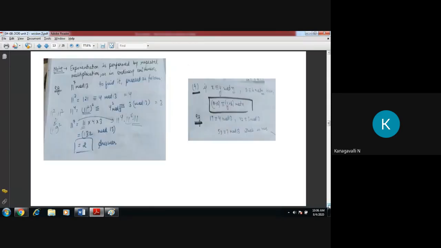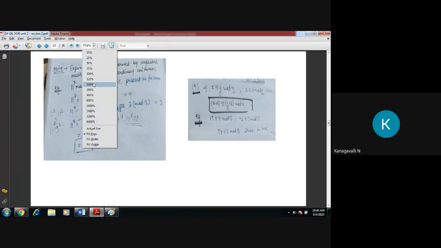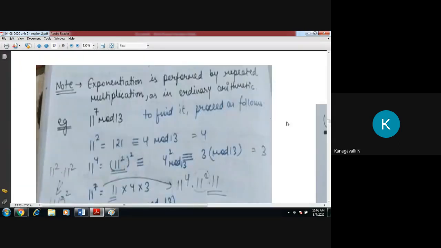Good. Okay. See, another important sum. See this, it is enough, right? Modular exponentiation is not performed by repeated multiplication as in ordinary arithmetic, right? Just check here.